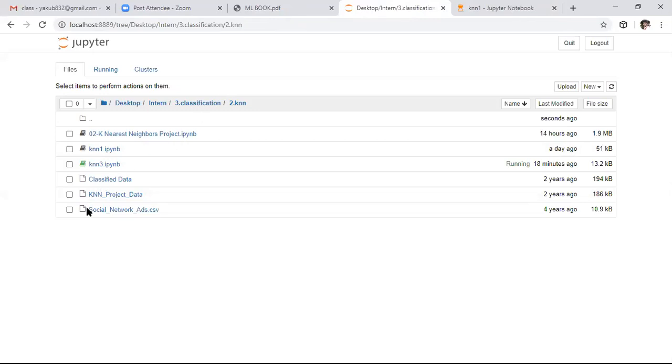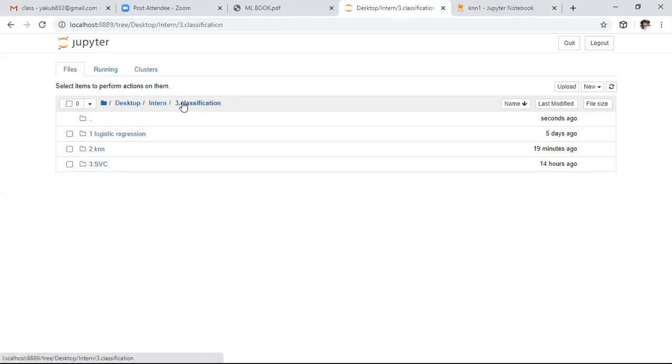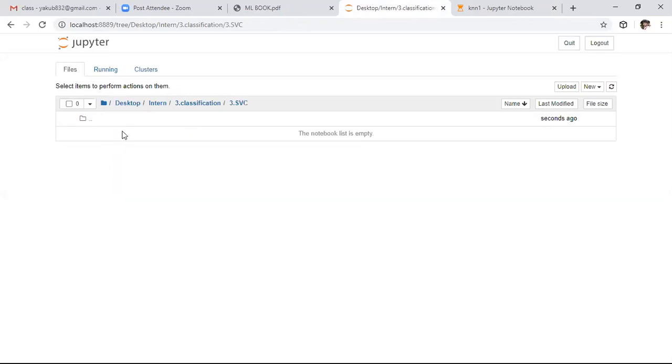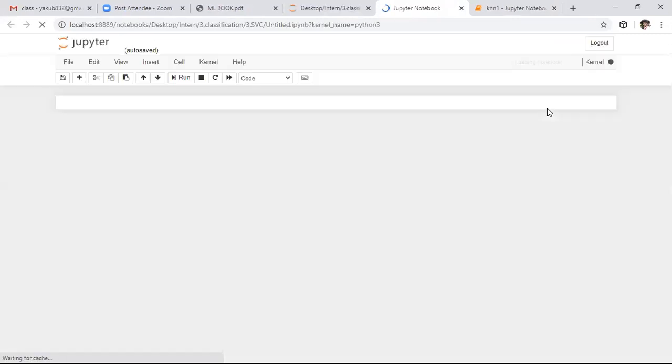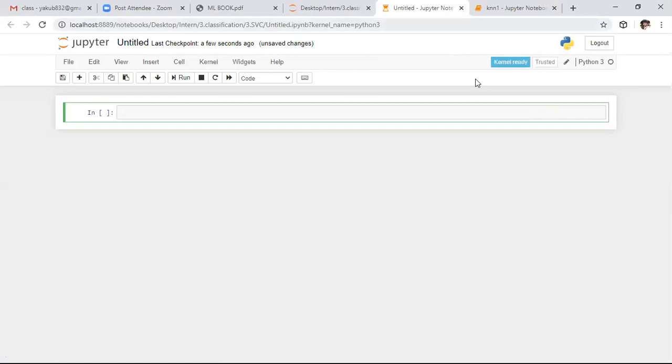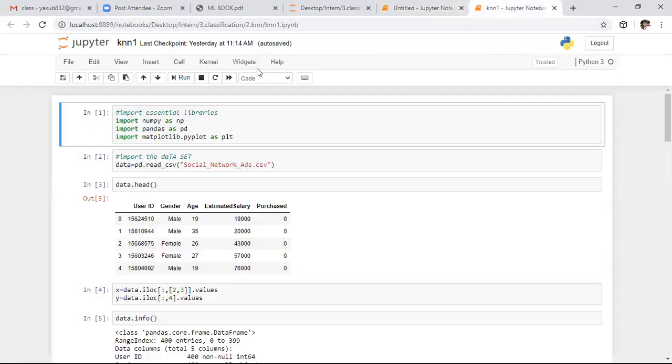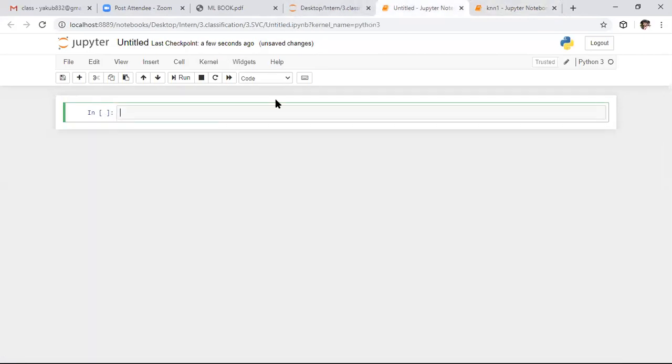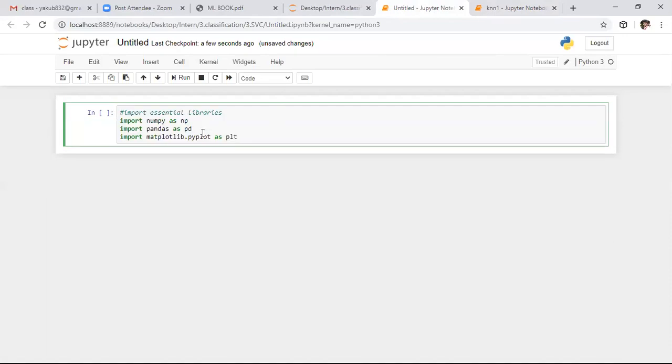In this folder itself, we have classification, and in this, we have SVM. We can use support vector machines for both classification problems as well as regression problems. Initially we will use this for the classification problem. After that, we will use the same thing for the regression problem. The first step is to import the essential libraries. So here I am importing the essential libraries.